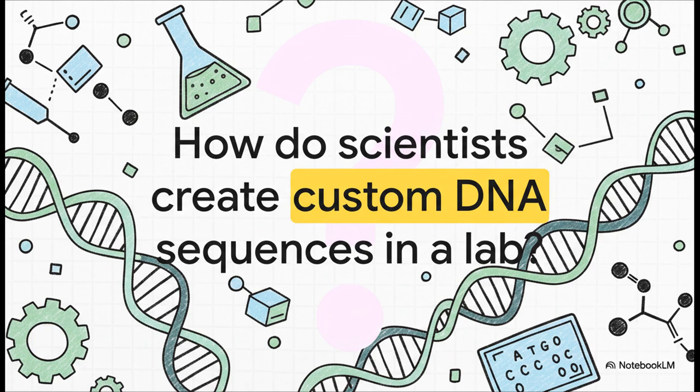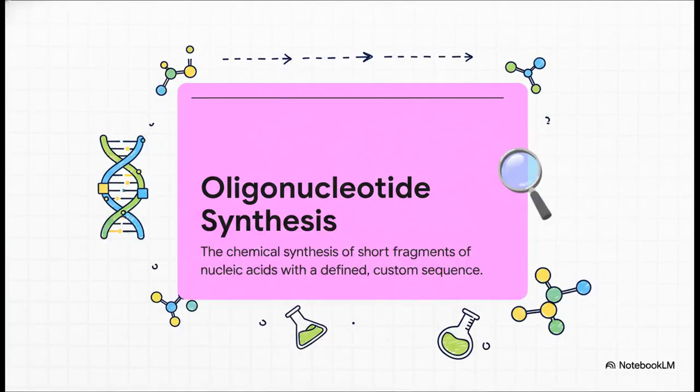How do you take these basic chemical building blocks and assemble them into a precise genetic code that you literally designed on a computer? Well, that's exactly what we're going to break down today. Okay, so there's a fancy name for this, of course: oligonucleotide synthesis. Oligo just means short. So it's really just the process of chemically building these short strands of DNA or RNA, usually up to about 200 bases long, in any sequence you can dream up.